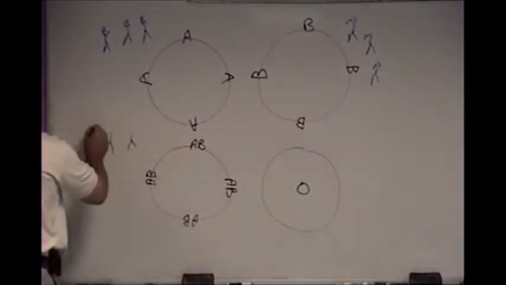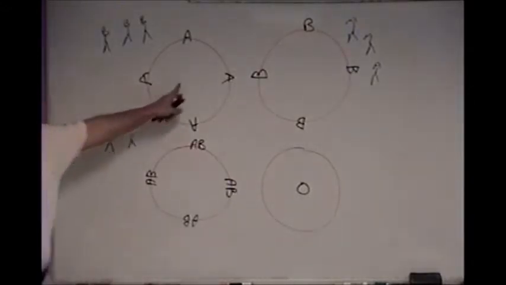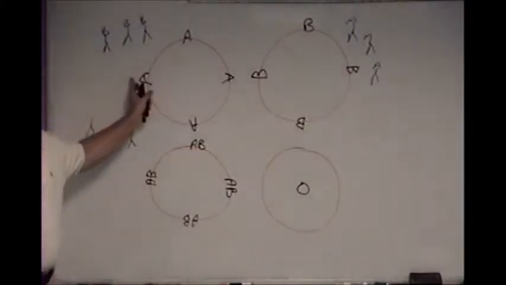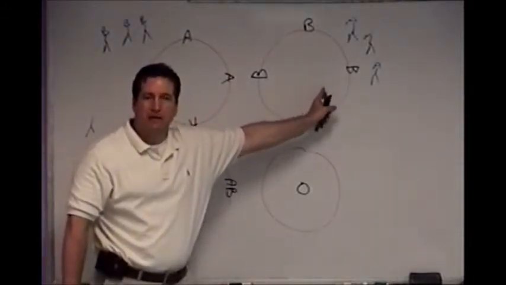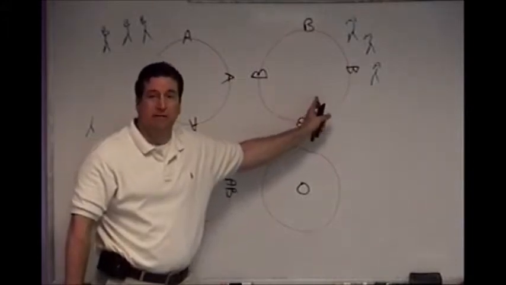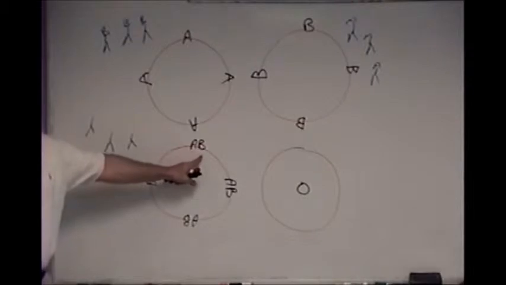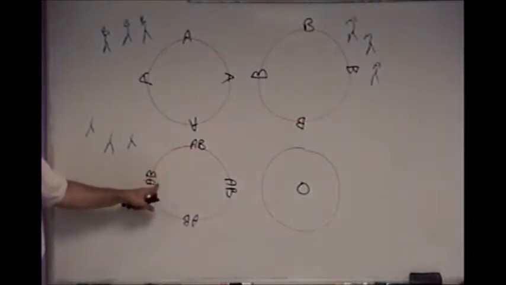Let's figure for a minute. We have group A. His body's automatically going to make antibodies against what he doesn't have, which are B's. This guy here with B antigens, his body's automatically going to make antibodies against what he doesn't have, group A. This guy here has both A's and B's. So is he going to make antibodies against A? No, because he would attack himself, right? That's not going to work.